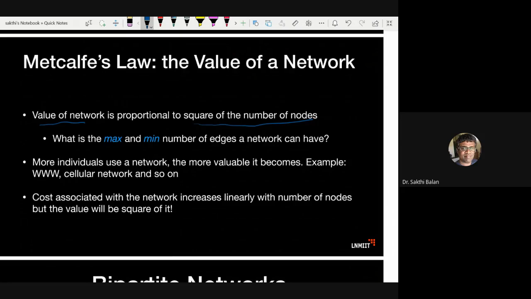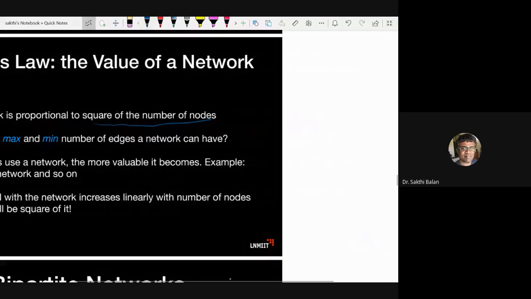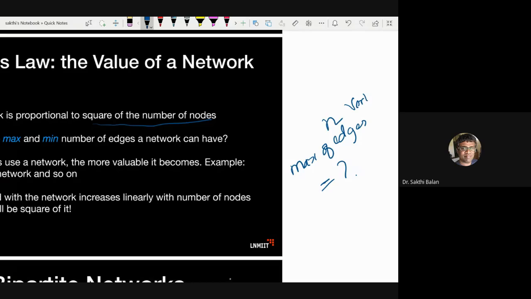So for example, if I have a network, what will be the maximum and the minimum number of edges a network can have? Suppose there are n vertices, right? What will be the maximum number of edges it can have? Yes?